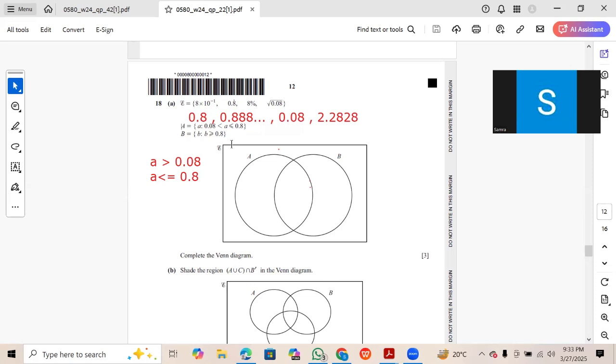0.8 will be included. Only 0.8, or something else? No, and 8 into 10 to the power of minus 1, the first one, will be included. The first one is 0.8. So the first one, 0.8, will be included because A is equal to 0.8.